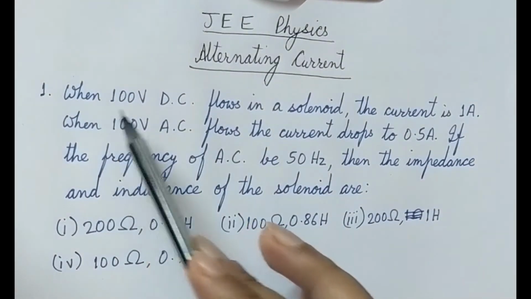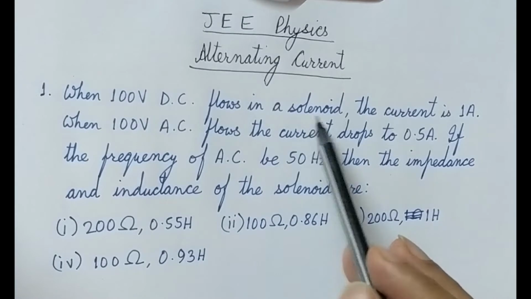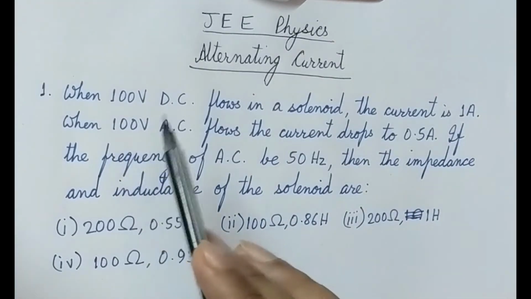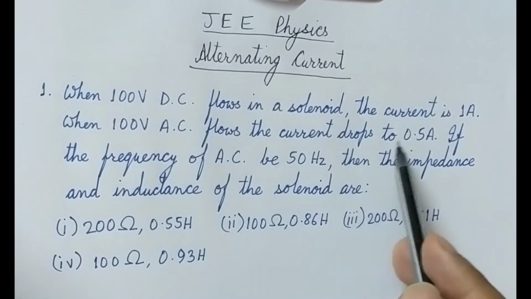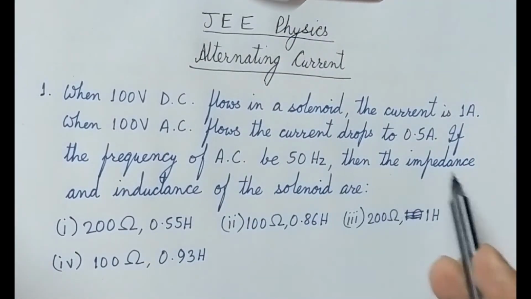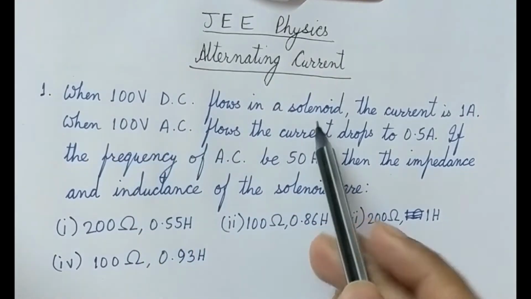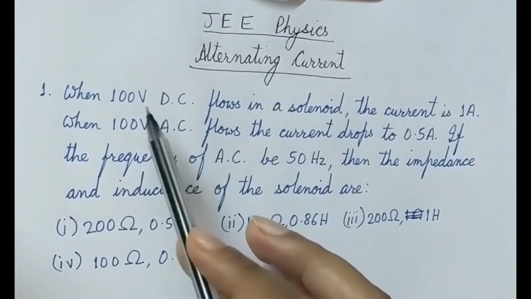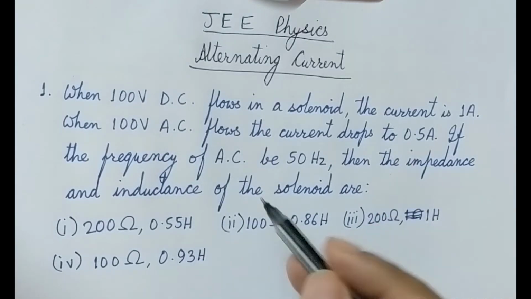So the first sum says that when 100 volt DC flows in a solenoid, the current is 1 ampere. When 100 volt AC flows, the current drops to 0.5 ampere. If the frequency of the AC be 50 Hz, then the impedance and inductance of the solenoid are. Now we go with the first part of the problem. The solenoid has a resistance. Our first job is to find the resistance of the solenoid.